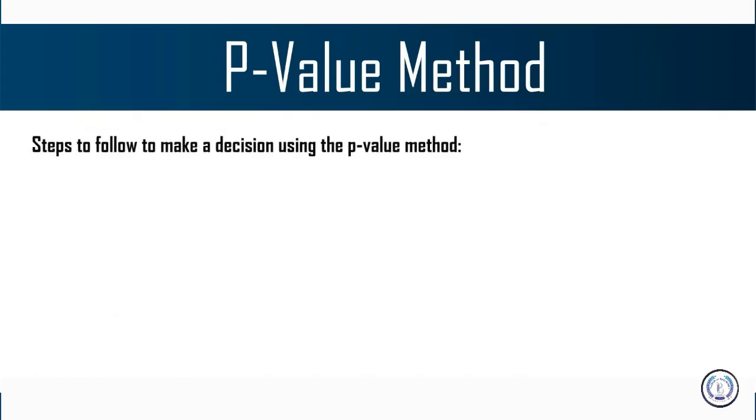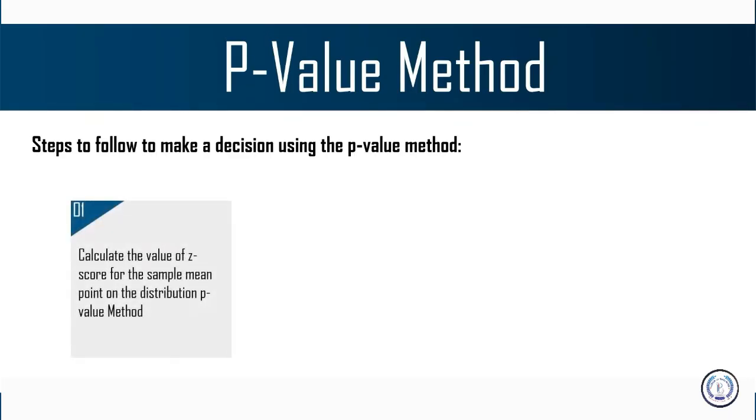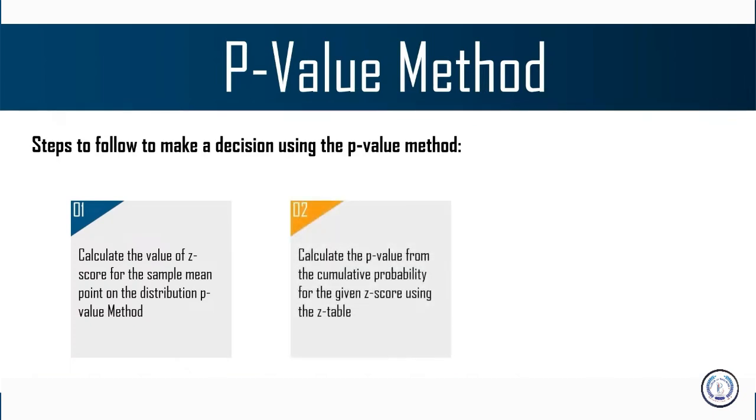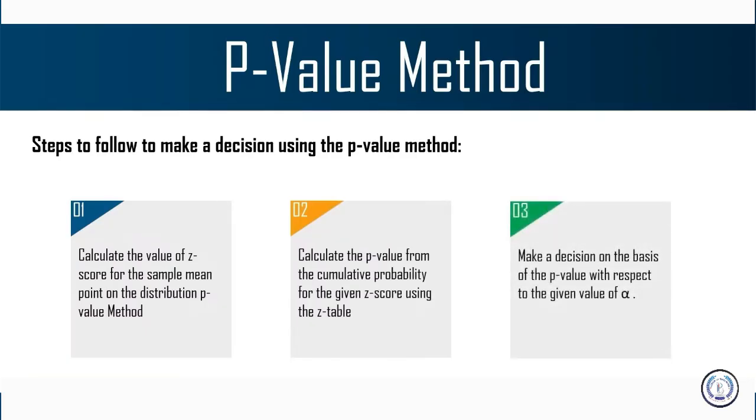After formulating the null and alternate hypothesis, the steps to follow in order to make a decision using the p-value method, as we have understood in the process, are these. First, calculate the value of the Z score for the sample mean point on the distribution. Then calculate the p-value from the cumulative probability for the given Z score using the Z table. The third step is to make a decision on the basis of the p-value, multiplying it by 2 for a two-tailed test, with respect to the given value of alpha, the significance value. By comparing that, we reach the final conclusion. I hope this made you understand the p-value method as well, and how we can use it for rejecting the null hypothesis and for failing to reject the null hypothesis.